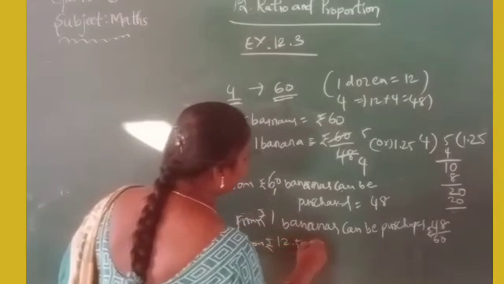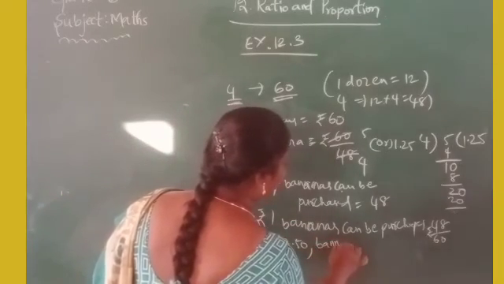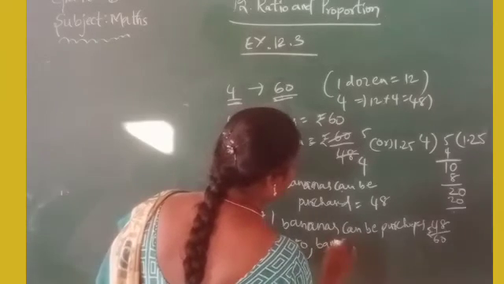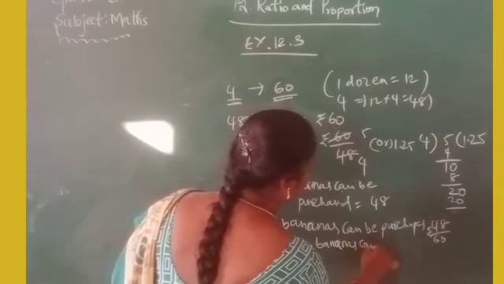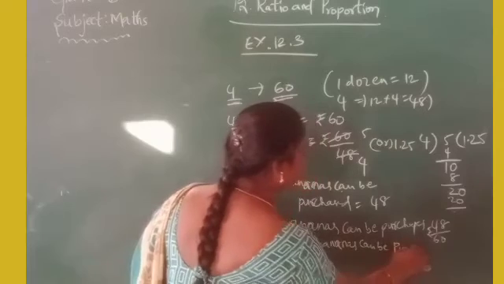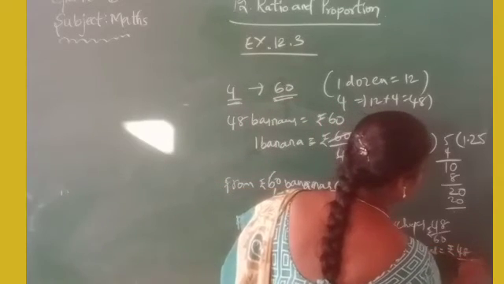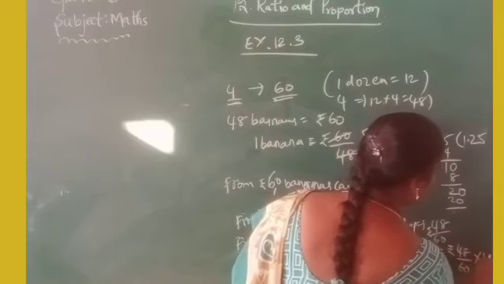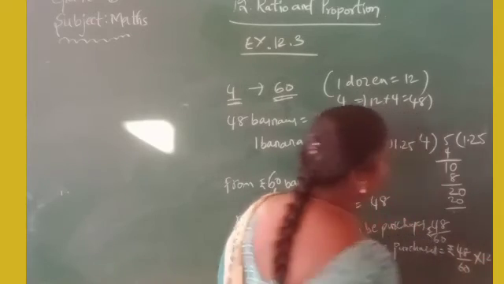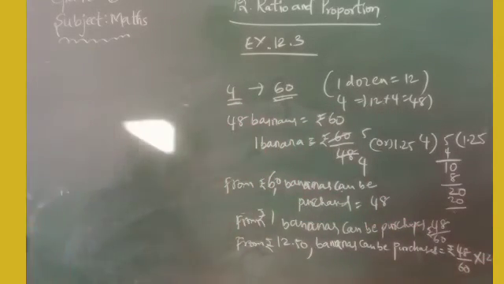From 12 rupees 50 paise, the number of bananas that can be purchased is equal to 48 by 60 into 12 rupees 50 paise. You can simplify that. Okay.